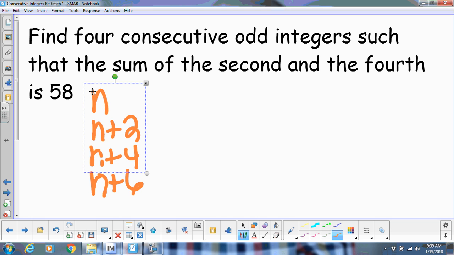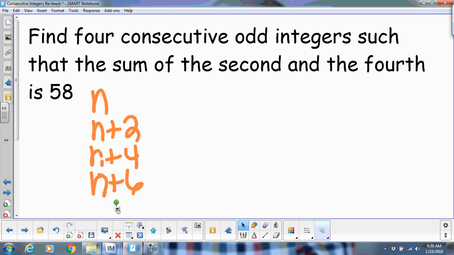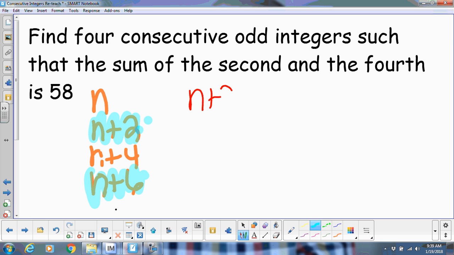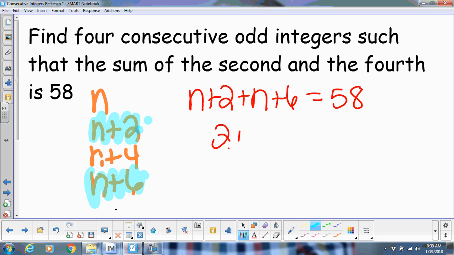Such that the sum of the second and fourth. So this time it only wants the second and the fourth. Those are the only ones that we're going to add together. So n plus 2 plus n plus 6 is going to equal 58. So 2n plus 8 equals 58. Give you a second to finish that problem out.